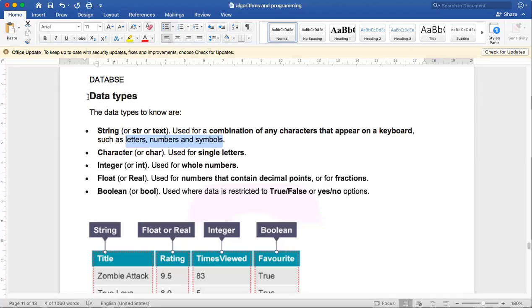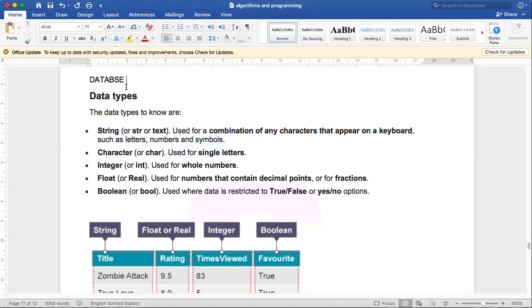So today we are going to start the topic data types. Data types is used in programming. The first data type is a string. A string means a combination of any character that appear on a keyboard, such as letters, numbers, and symbols.